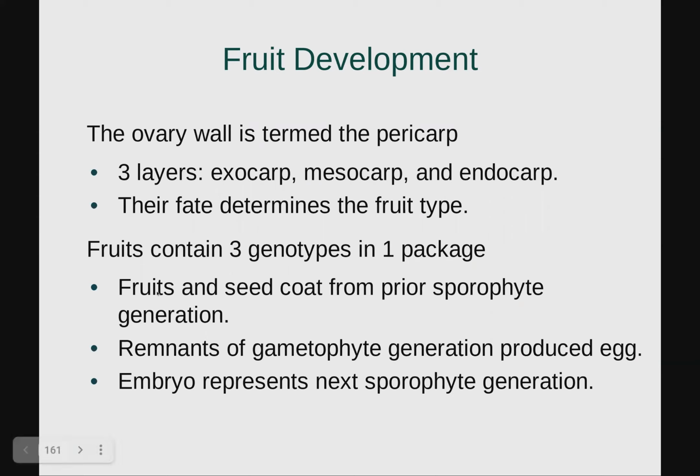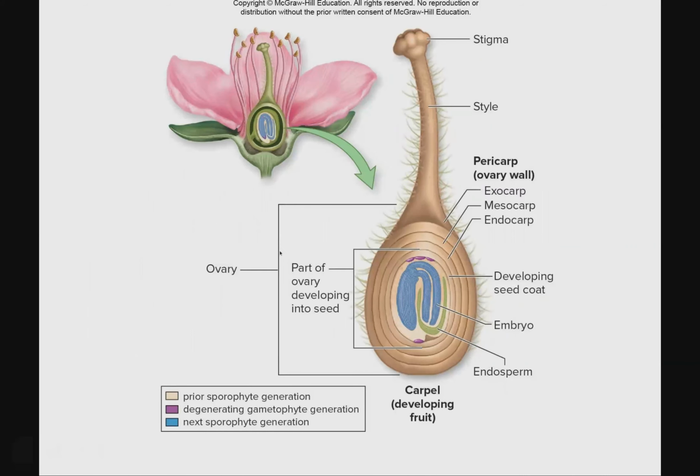The first is, which is kind of really interesting. Now, the fruit and the seed coat form from the prior sporophyte generation. The remnants of the gametophyte generation produce the egg, and the embryo represents the next sporophyte generation. So within a single thing, we have three distinct generations, three distinct genotypes. One is a hybrid, one is the old, one is the new. Kind of a weird thing to think about as a structure. So that's what we have here.